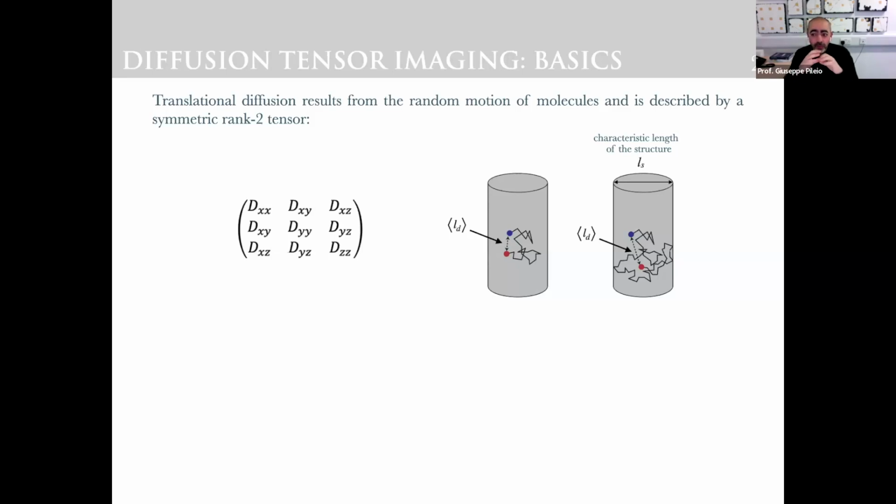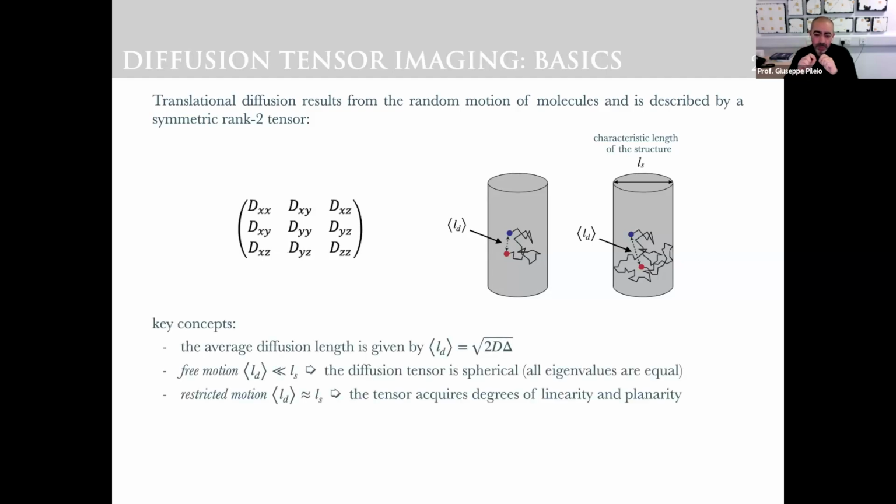Now, to retrieve the shape of the diffusion tensor, one way is to restrict the molecule into some geometry of some shape. The shape itself gives a shape to the diffusion tensor, because diffusion becomes different in different directions of space. However, there are some key concepts here. The molecules, after this random motion, have moved a given length. That length is proportional to the diffusion coefficient, but also to the diffusion time, so how long you let them diffuse for. The geometry itself has some characteristic length. This is an example of a cylinder.